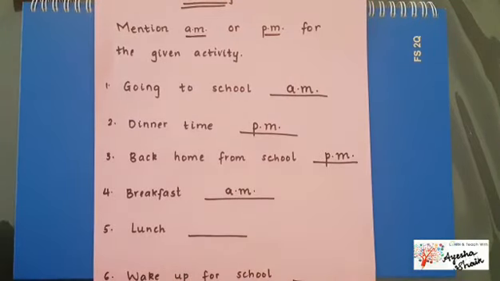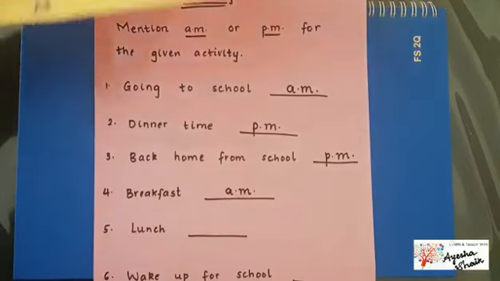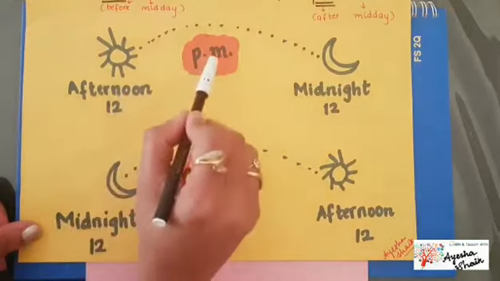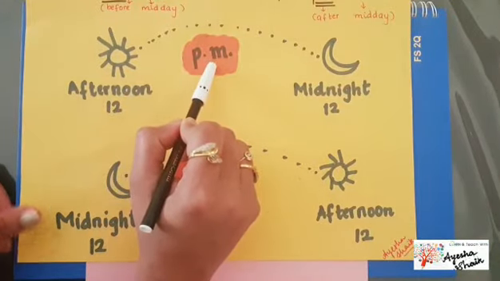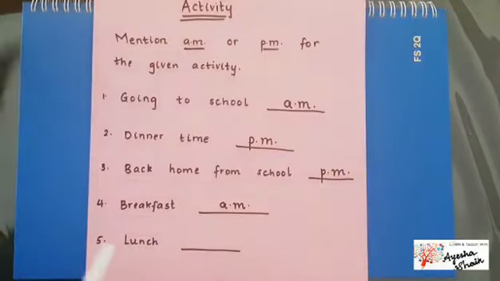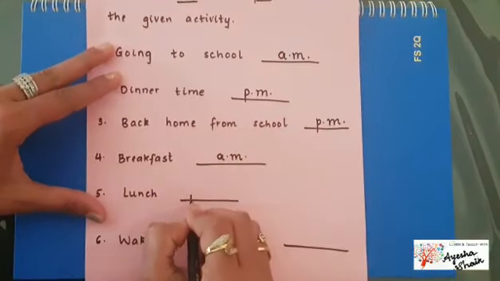Lunch. When do we have our lunch? In the afternoon, after you're back from school. So it's going to be PM. That's after midday. PM.